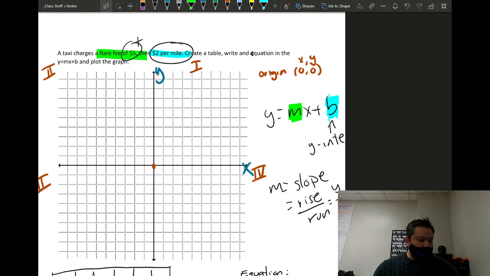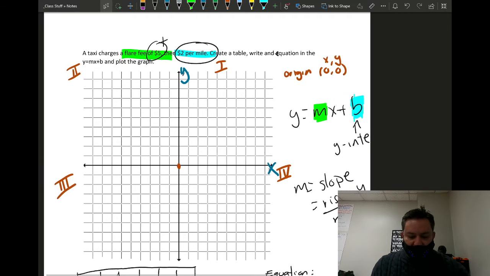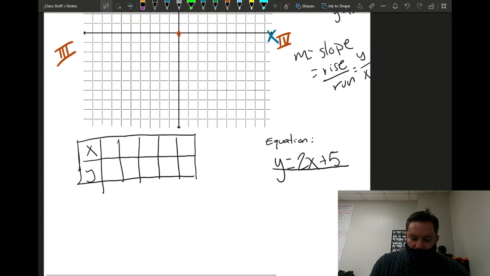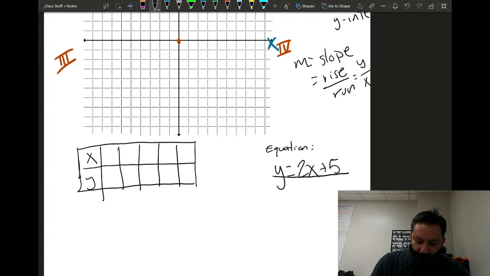So then let's look at the table. Before we plot it, let's look at the table. So with that information, if I'm gonna rewrite this right here, let's think about this for a second. y equals 2, and instead of the x, I'm gonna put in a parenthesis, and that's where I'm gonna put in whatever number of miles I want. Okay? Right here, this is the number of miles.